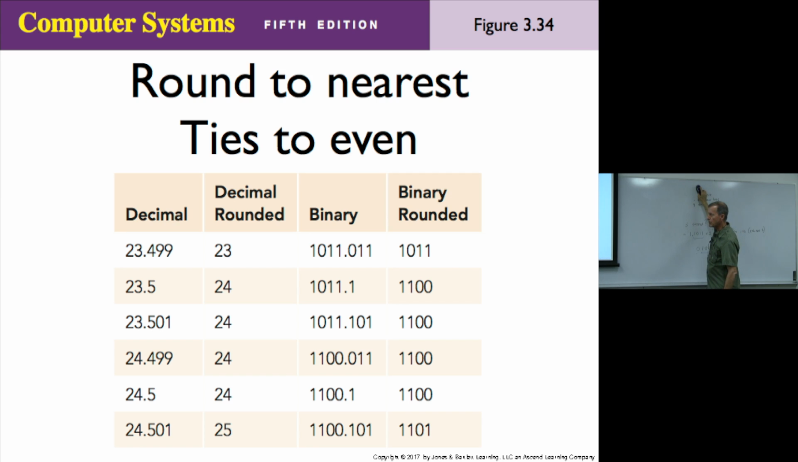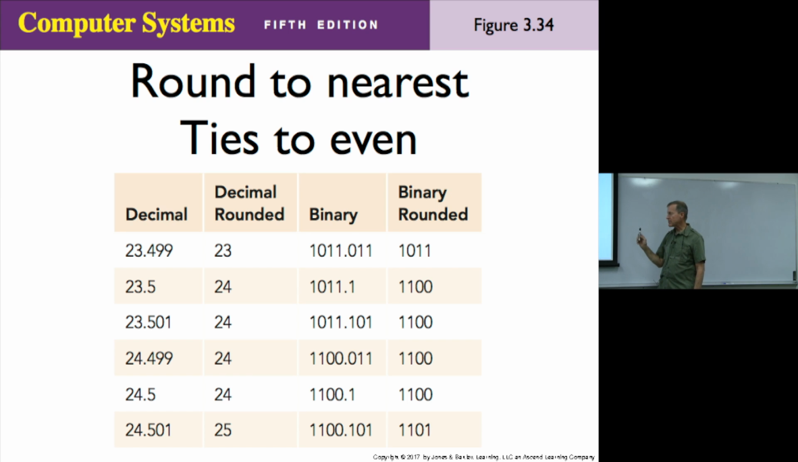If you round off 23.499, what's that to the nearest whole number? It's 23, right? And if it's 23.501, that's closer to 24 than it is to 23, so that's 24. If it's 24.499, that's closer to 24 than to 25. And if it's 24.501, that's closer to 25 than to 24, so that rounds off to 25.